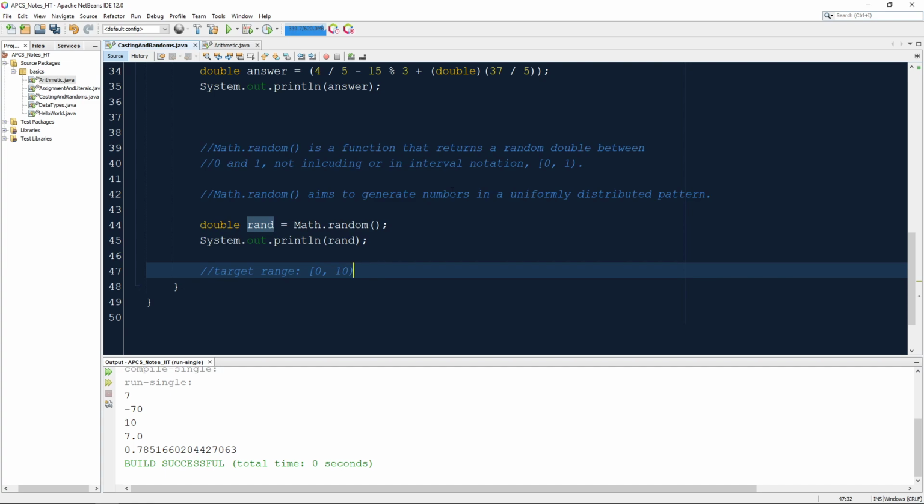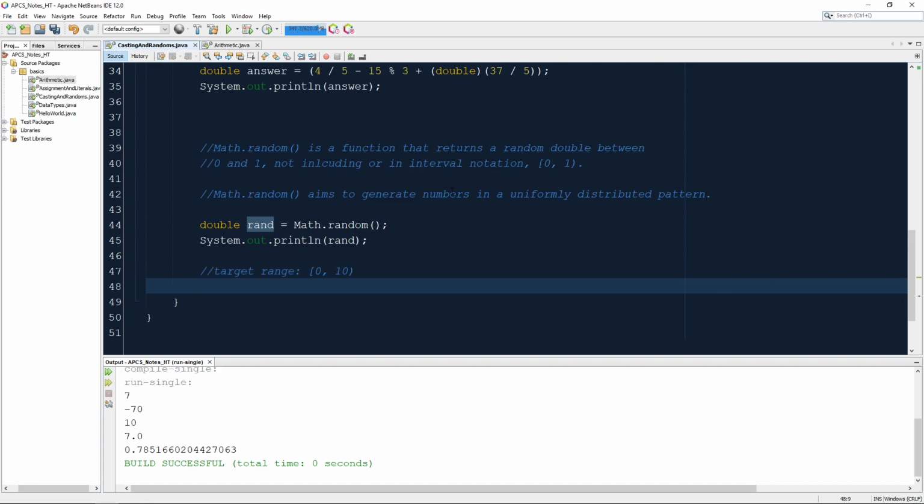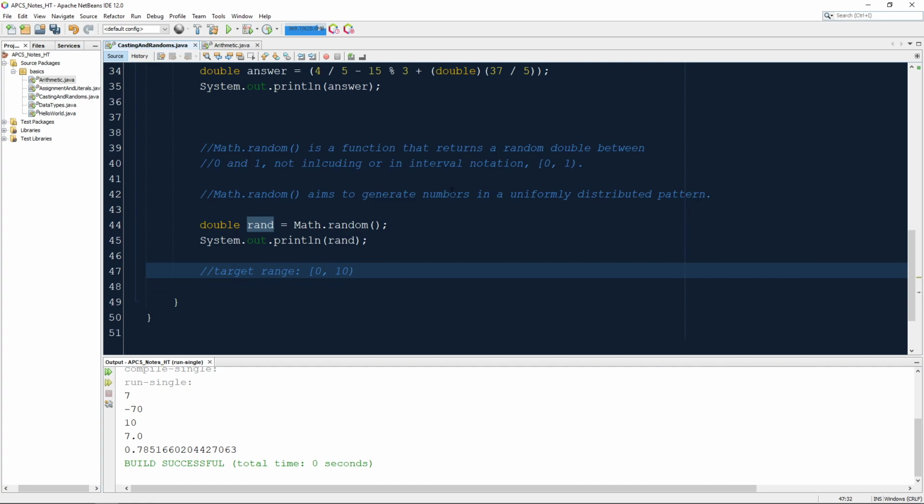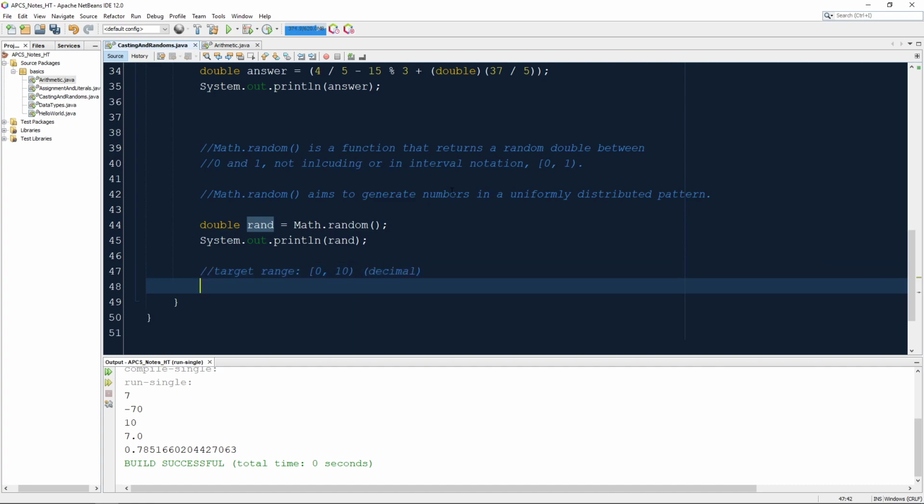So I could get 0 as a possibility, 2.159, 3.5, 7.7, up to 9.999, up to 9 repeating up to 16 significant figures. So almost 10, but not 10. How would I go about doing this? So I do want decimal values, and so I'm just going to put these as decimal. And so how would we do this?